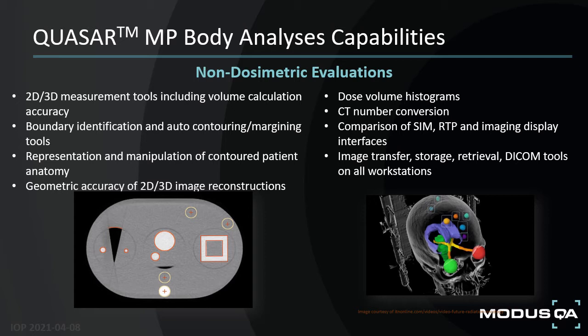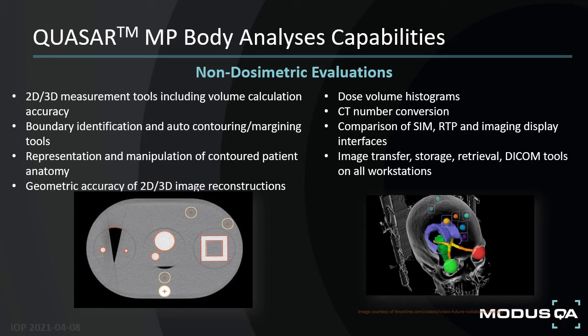So to start us off, you can assess the accuracy of your 2D and 3D measurement tools that are used to calculate target volumes with the 297cc acrylic and the 125cc Delrin cubes. Similarly, boundary identification and auto-contouring and margining capabilities can also be tested with the 60-degree and 20-degree air wedges, in which you can actually increase your testing capabilities by checking for your system's ability to compensate for these types of partial volume effects at the same time.